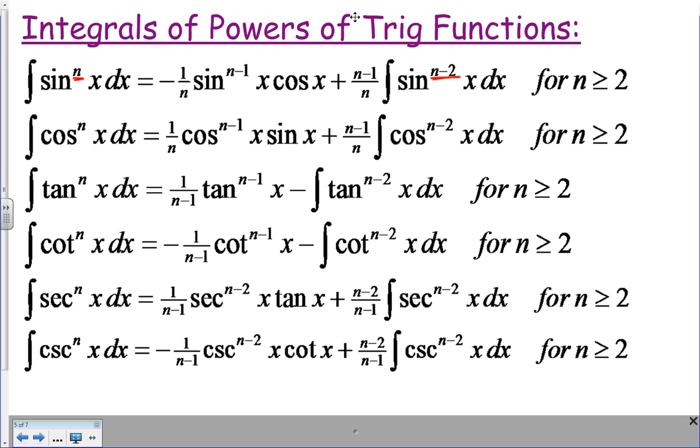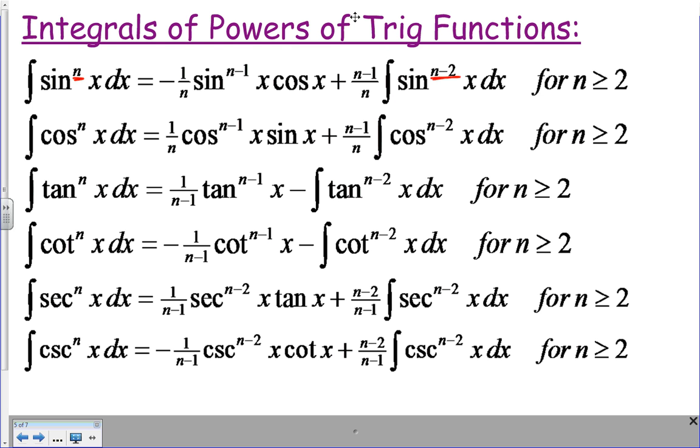All right, for tangent and cotangent, the integral of tangent to the nth power of x dx is equal to 1 over n minus 1 times tangent to the n minus 1 of x minus the integral of tangent to the n minus 2 of x dx. And that's for n greater than or equal to 2 again. For cotangent, again, if you replace the tangent with cotangent, and again, take the opposite of the first term here, that's the key on this, to get the pattern of what happens. This becomes a negative 1 over n minus 1, cotangent to the n minus 1 of x, minus the integral of cotangent to the n minus 2 of x dx. And that's, again, for n greater than or equal to 2.